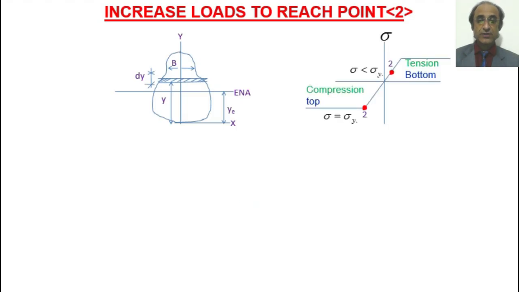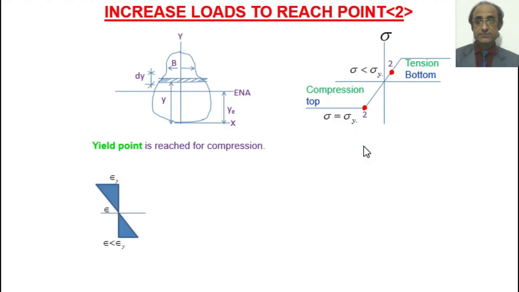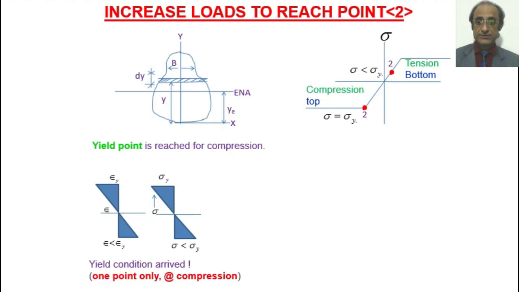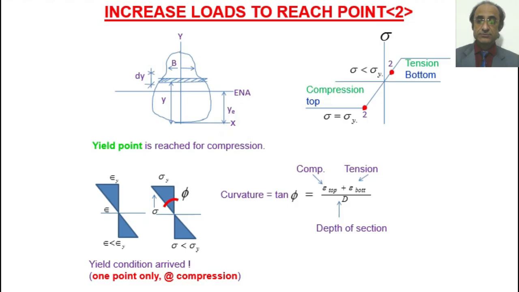Then when we increase the loads to point 2, such that we are reaching the yield stress at the top and we have not yet reached the yield stress at the bottom, in that particular case the stress and strain diagrams remain linear, but at the top a limit has been reached that after this there won't be any increase in the stress, as we'll see in the next stage. For this condition we can find the curvature as the slope of the strain diagram. We just have to add the top and the bottom strains and divide by the depth of the section to obtain the curvature.